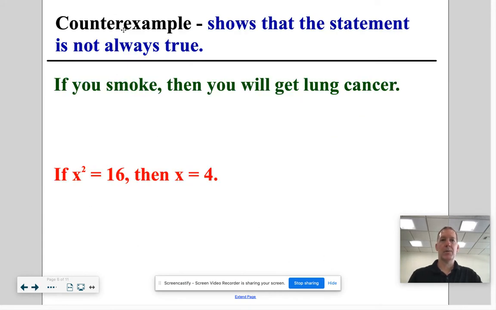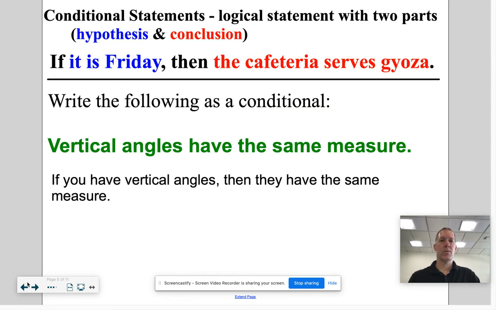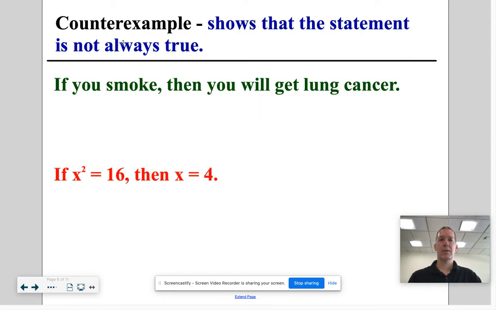So counterexamples. Now, usually we're looking for truth in things and we're trying to prove things using statements. So what if you wanted to say, well, I know this statement isn't true. Like the previous statement we had before was, if it is Friday, then the cafeteria serves gyoza. All I have to do is go to the cafeteria on Friday and see if they have gyoza. And if they don't, then that would be what we call a counterexample. This is something that disproves the statement.